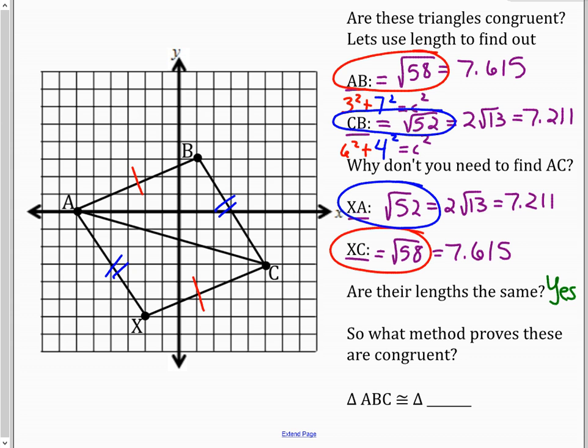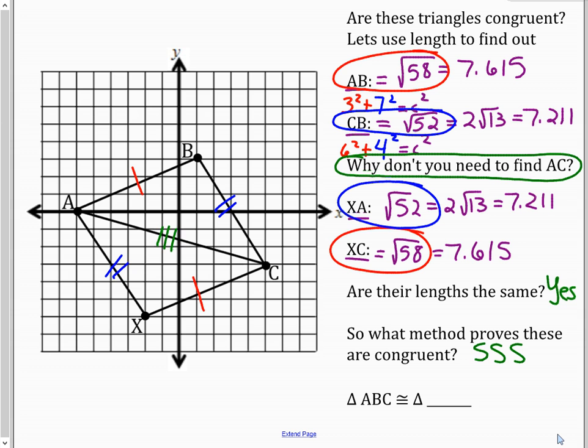And so what other method proves these triangles congruent? Well, I missed something. I missed this one right here. Why don't we need to find the length of segment AC? We don't, because this segment is in both of the triangles, so I can just start off by putting 3 slashes there, because I know it will be congruent in both triangles. So now, once I look at my diagram, what method proves these 2 triangles congruent? That method is side, side, side.